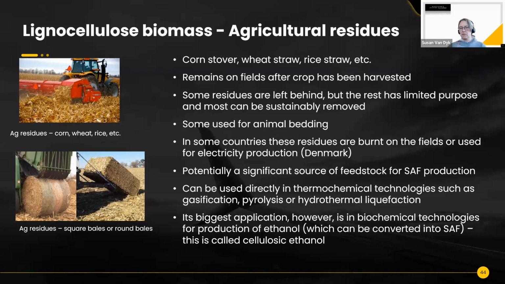in thermochemical technologies such as gasification, pyrolysis, and hydrothermal liquefaction, but it can also be used in biochemical technologies for production of ethanol, which can be converted into SAF, or second generation or cellulosic ethanol. But I think what is important with these residues, both from the forest and from agriculture, is that these technologies are not commercial. There's no SAF technology based on these feedstocks that are commercial. We can generate heat and power from it, but we can't actually make fuel from it yet.